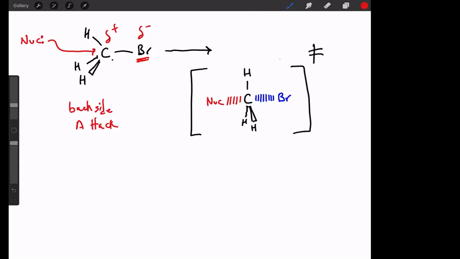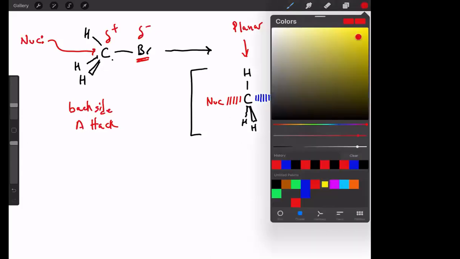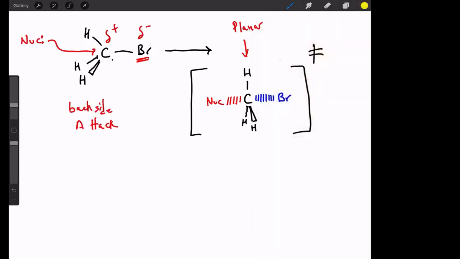So if I were to think about the structure of the transition state, what's going on here is that the tetrahedral configuration of the carbon that's being attacked becomes essentially trigonal bipyramidal, where this part of the molecule becomes planar. So this is a plane.